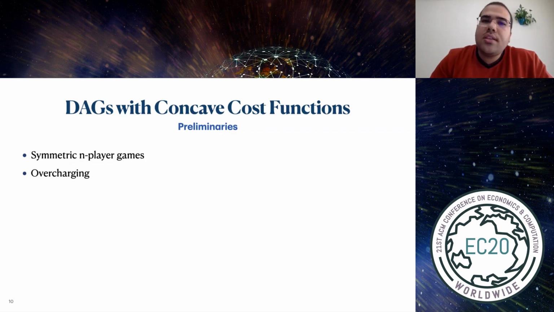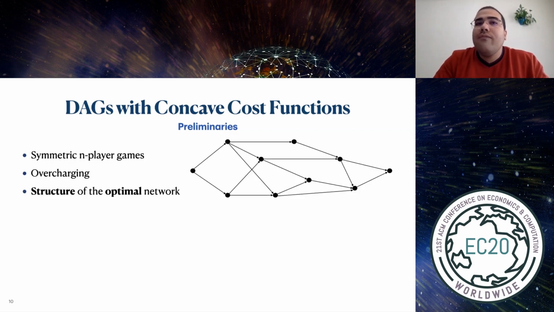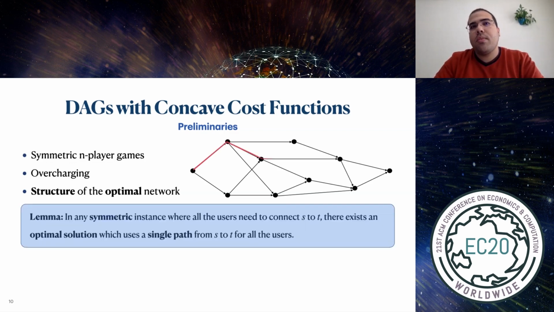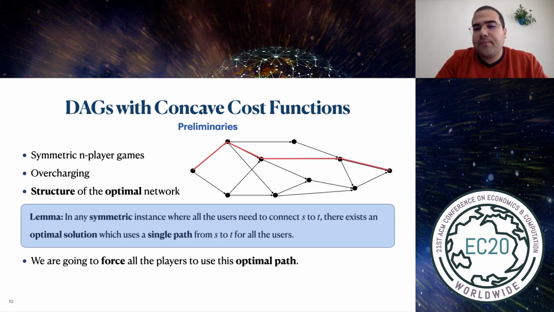The first question that pops up in mind here is what the optimal strategy profile looks like. We proved that in an optimal solution for a symmetric game on DAGs, all the players use a single path from source to sink. We use this fact in designing the protocol. In fact, we design our protocol in a way that it forces all the players to be on this optimal path.